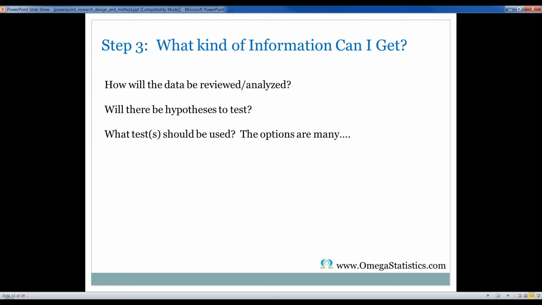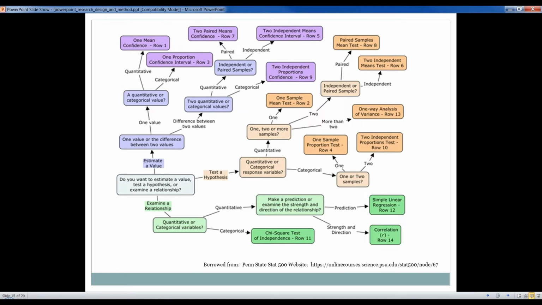Oh, and boy, this is a big question. The options are many. Here's an example I stole from Penn State Stat 500 website. These are all different quantitative tests. There's a place, where do you start? Let's see, I think we would start right here. Do you want to estimate a value, test a hypothesis, examine a relationship? So you go from here. Do you want to try to find maybe a mean or something, go more of a descriptive route? Here we go. We'll follow these threads here.